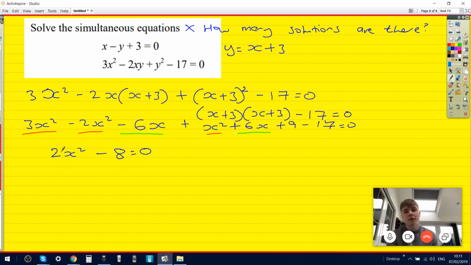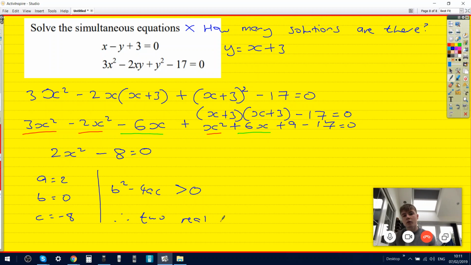So for this one, I'd probably just solve it and get all the solutions. What you could do is, at this point, you could say A is 2, B is 0, C is minus 8, and then do B squared minus 4AC and see what you get. And I think you would get an answer that's bigger than 0, and so you'd say therefore there's 2 solutions. Right. Which there will be. So this question will have 2 solutions because the discriminant will be bigger than 0.